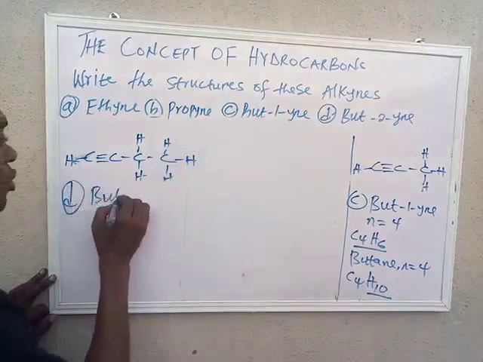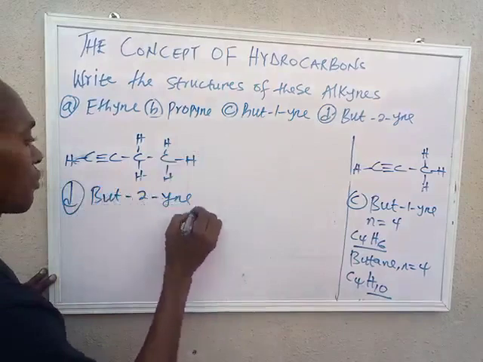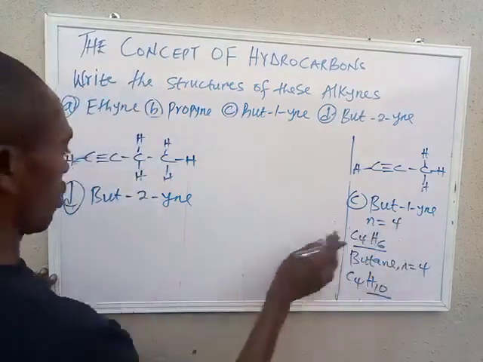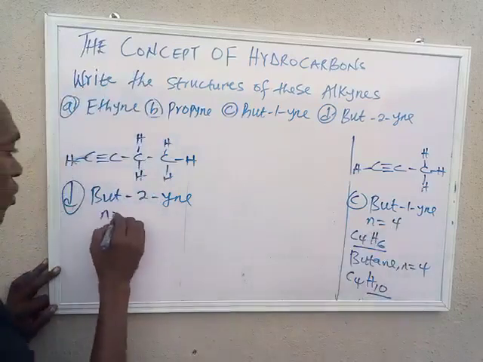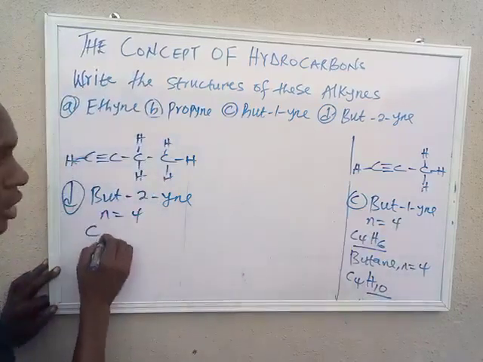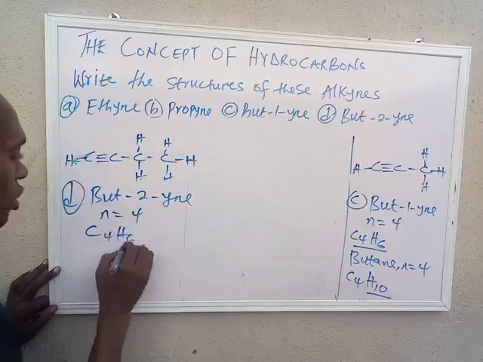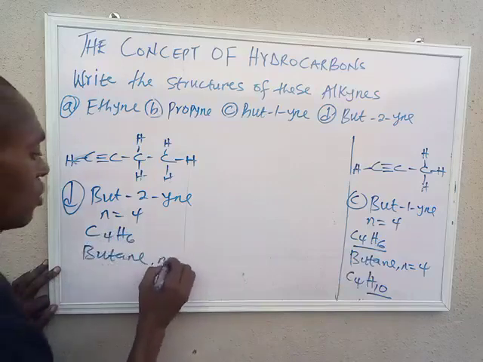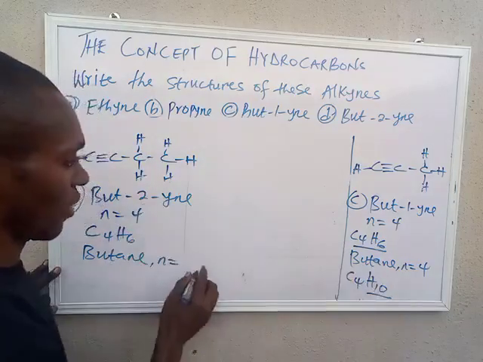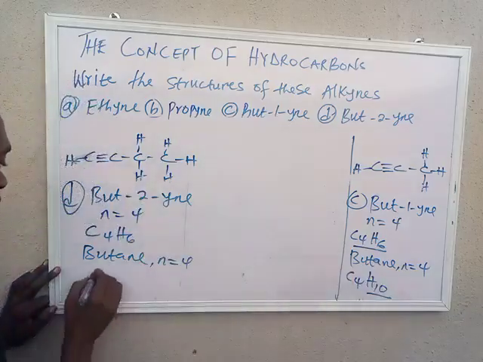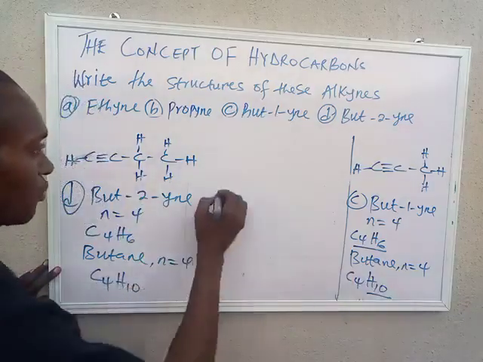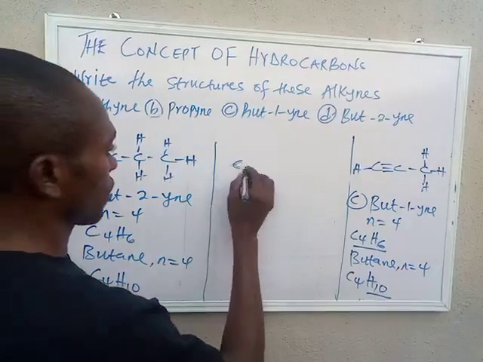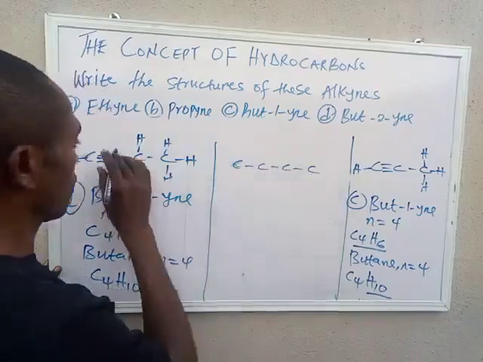It is but-2-yne now we're considering. And then it's still the same thing. N is still 4. So we're still going to have C4H6. We are comparing with that of the butane, the same thing. What we just change is the position of the bond and the loss of hydrogens. So it's 4. We're still going to have C4H10. So the structure of this is going to be the same way as that of the first one.